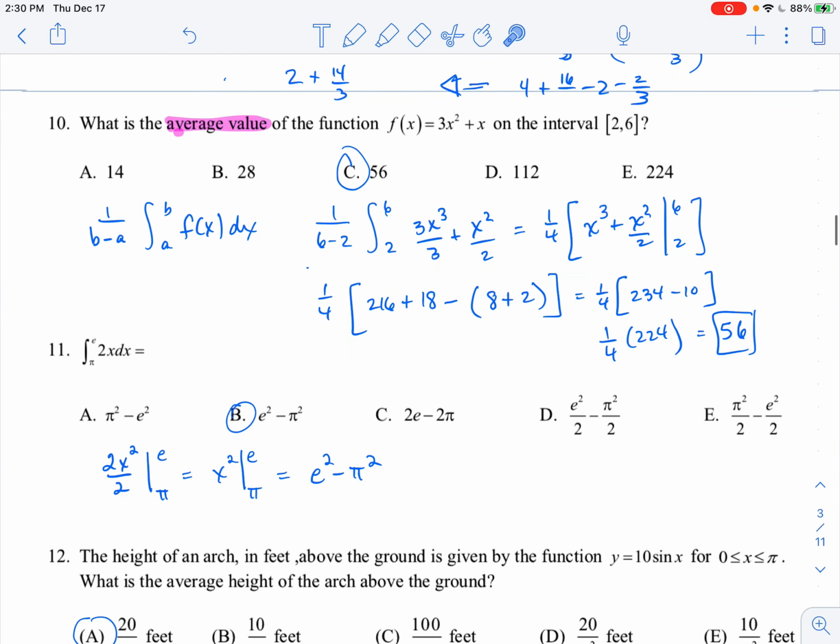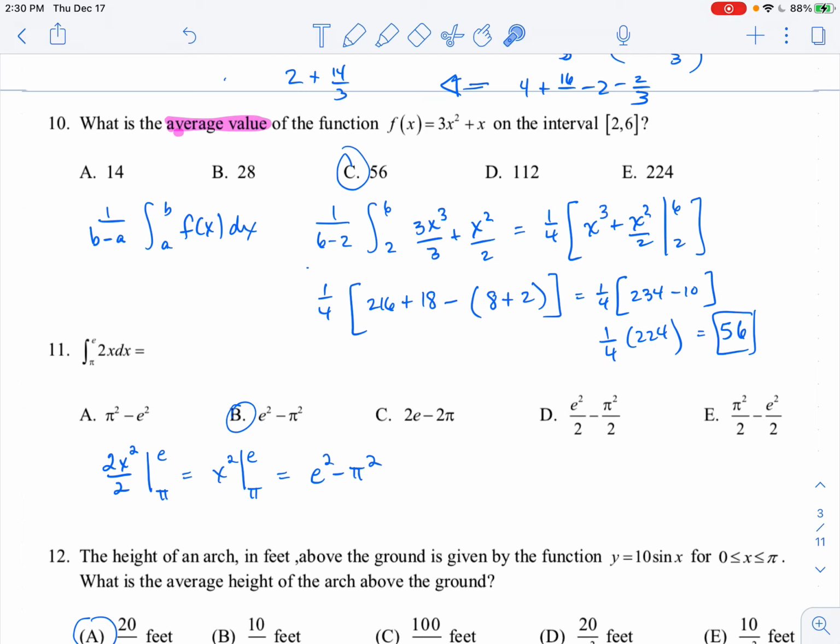Number 10, we have an average value, so we know that's going to be multiplied by 1 over b minus a of the integral from a to b of f of x dx. And so my interval is from 2 to 6, so it's going to be 1 over 6 minus 2, which is 1/4. And it's the integral from 2 to 6 of the function. So if we antidifferentiate and then evaluate from 6 to 2 and then multiply by 1/4, we should get an answer of 56.